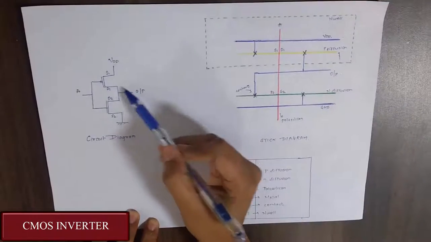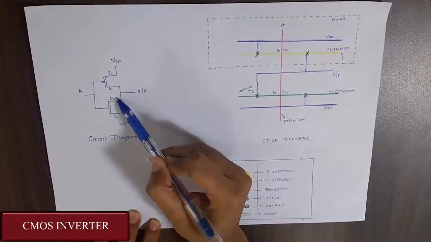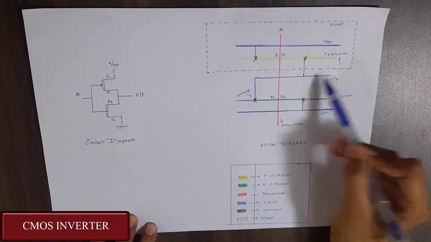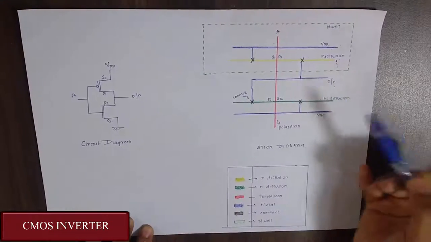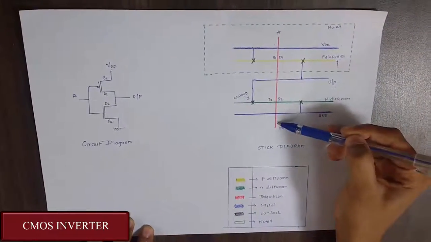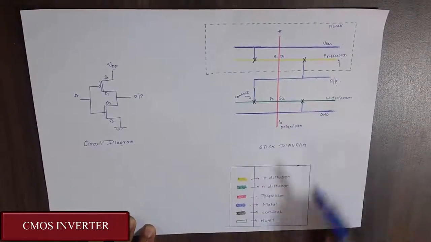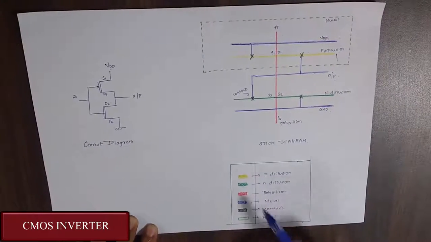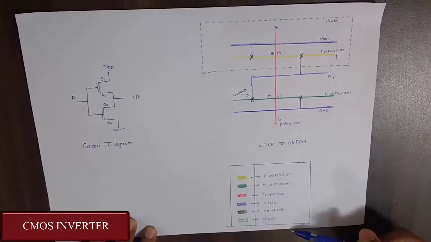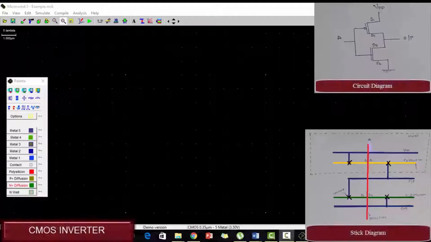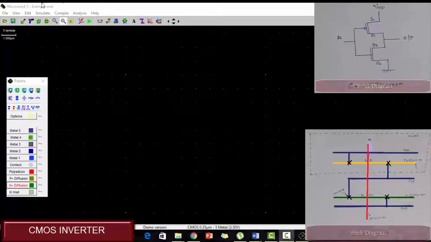Now, as you can see, the output is between D1 and D2. I have connected D1 and D2 and given the output. And the input is given with the help of polysilicon, which is red. These are the colors which we use to denote the following things. Now, as you have already seen the circuit diagram and the stick diagram, let's look at its implementation on MicroWind. This is how the MicroWind window looks.